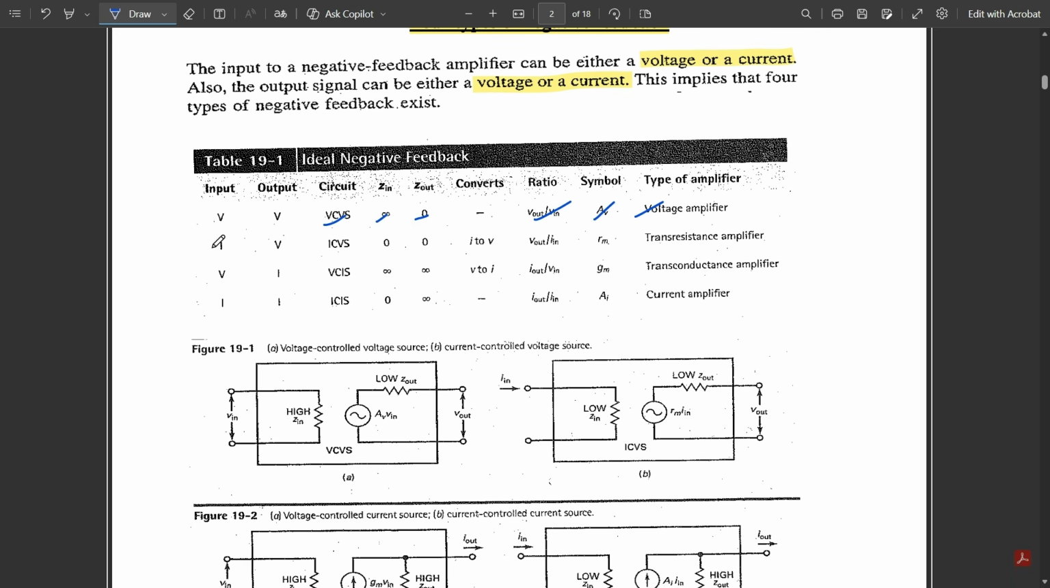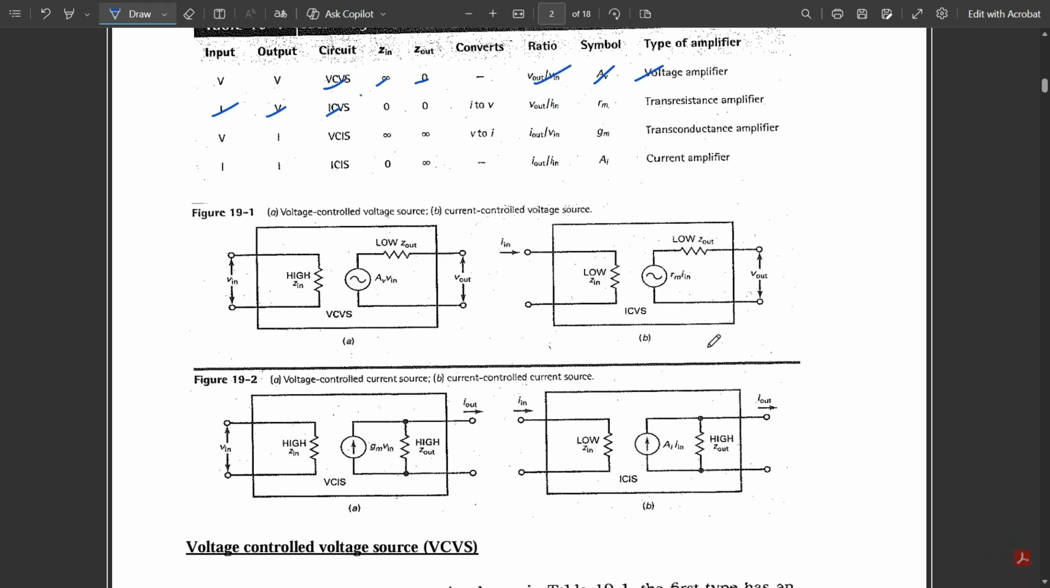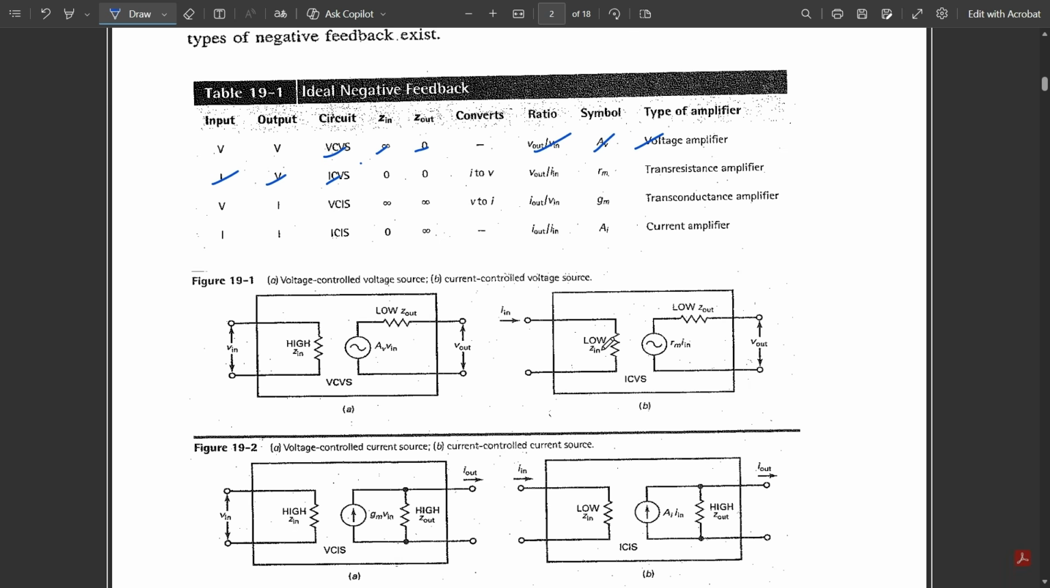Next, let us see when current is input and voltage is output, that is the current controlled voltage source or ICVS amplifier. Here, this is the setup of the ICVS amplifier. Here it has low input impedance and low output impedance. Both the input impedance as well as output impedance are initially low, and this is the gain generated through it, that is Rm into I in. Okay, so this is the gain generated for an ICVS amplifier, because here current is fed as input, right? Input is current and output is voltage. Okay, current input and voltage output, so that's why we are getting the gain as Rm into I in. Okay, for an ICVS amplifier.